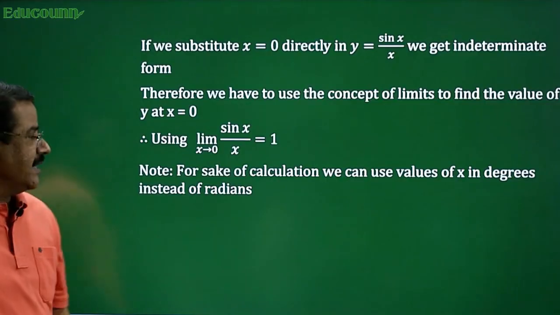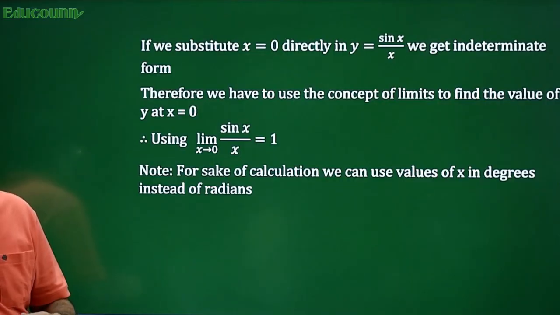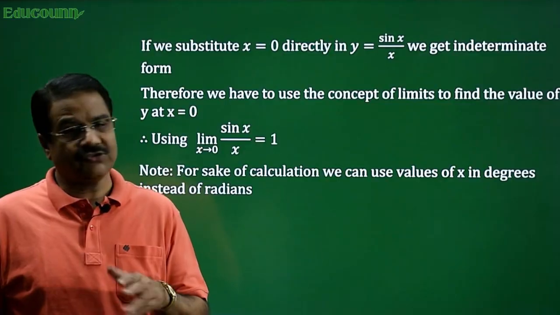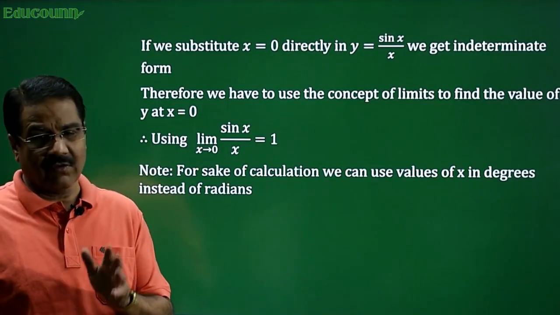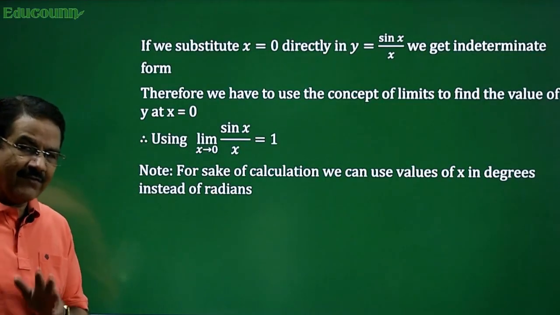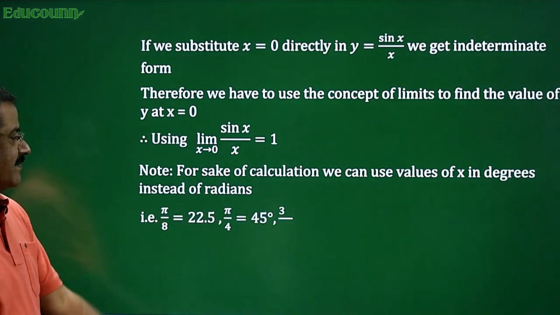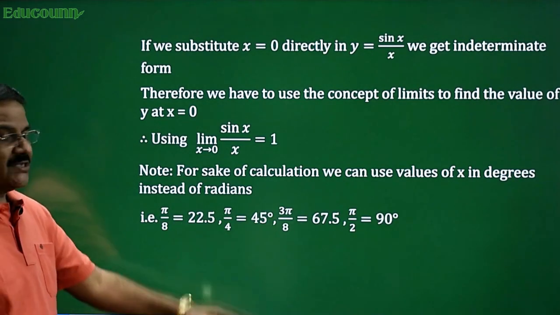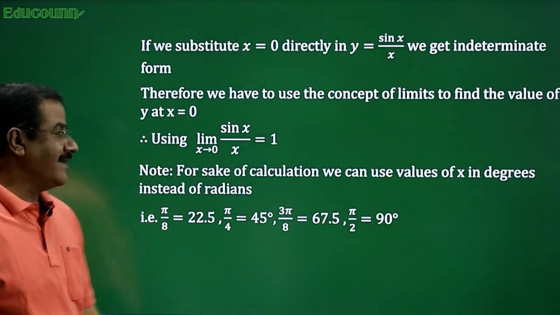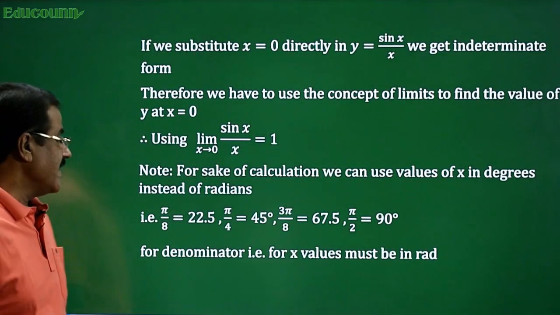Now, an important note: for the sake of calculation, let us convert the values of x in terms of degrees instead of radians. Our choice, as I told you, we can also write the values using the radian mode only, but for the sake of convenience we will convert that into degrees. So pi by 8 means 22.5, pi by 4 means 45 degrees, 3 pi by 8 means 67.5, and pi by 2 is 90 degrees. So you have to take utmost care for solving such type of example.